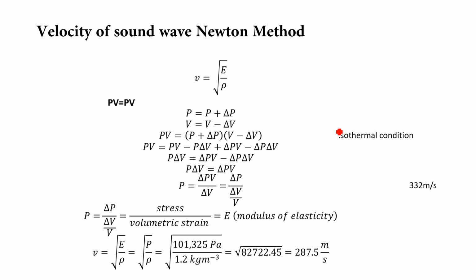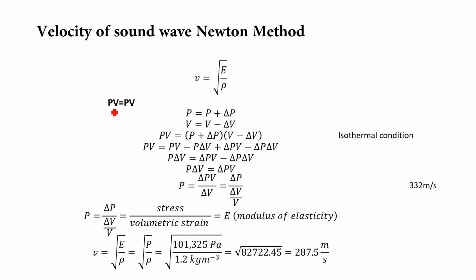Newton assumed an isothermal condition and ignored the effect of temperature. Newton assumed that the sound travels through air and other gases under isothermal condition, which means that when the sound waves travel in the air, there is no change in temperature. Under such a condition, the modulus of elasticity is equal to the pressure of the gas, which can be proved.